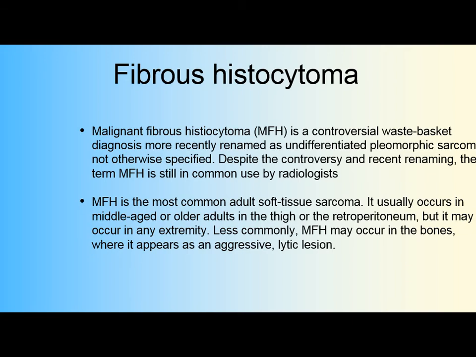Fibrous histiocytoma has benign and malignant types. Benign is more rare, but the malignant type is commoner than the benign. It has different names, but malignant fibrous histiocytoma is still commonly used. It is the most common adult soft tissue sarcoma, rarely affecting the bone, but most commonly affecting the soft tissue of the thigh and the retroperitoneum. When it affects the bone, it usually appears as an aggressive lytic lesion.